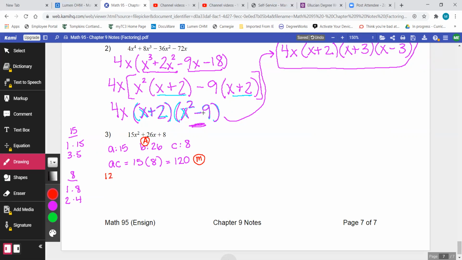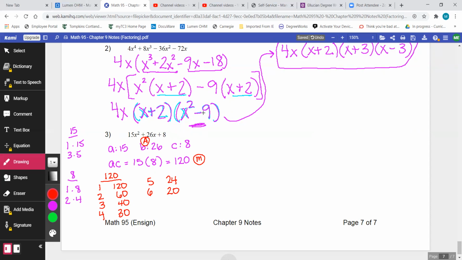So let's think about numbers that multiply to 120. And if you notice, they're both positive. So that's a little bit easier. That means all of our signs are going to be positive. So 1 and 120, and again, I don't expect you to know all these off the top of your head, but you can take 120, divide it by 2, see what you get. 120 divided by 3 is 40. 120 divided by 4 is 30. 120 divided by 5 is 24. 120 divided by 6 is 20.